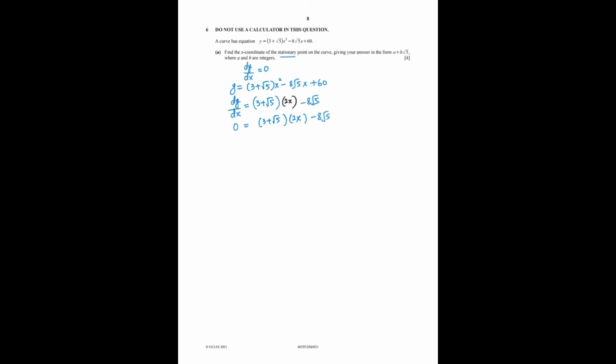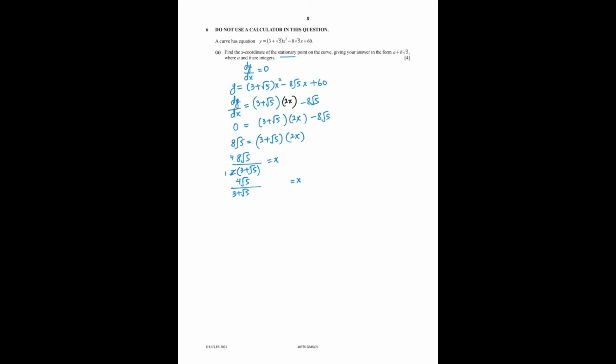We can shift 8√5 to the left side, so it will be 8√5 equals (3 + √5) into 2x, right? We need to find the value of x here, so it will be 8√5 divided by 2 times (3 + √5) equals x. Alright, so if I simplify it further, 2 1s are 2 and 2 4s are 8, so that will be 4√5 divided by (3 + √5) equals x.